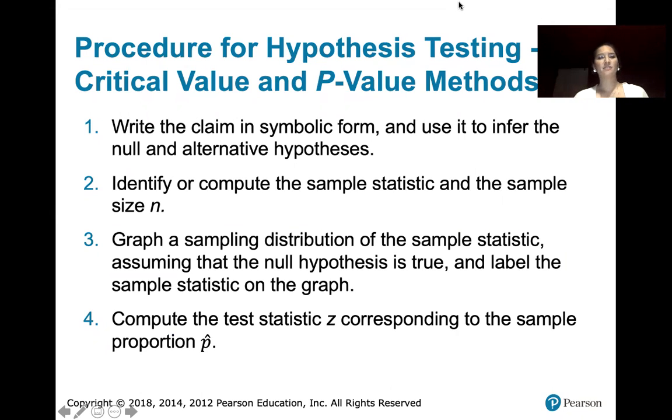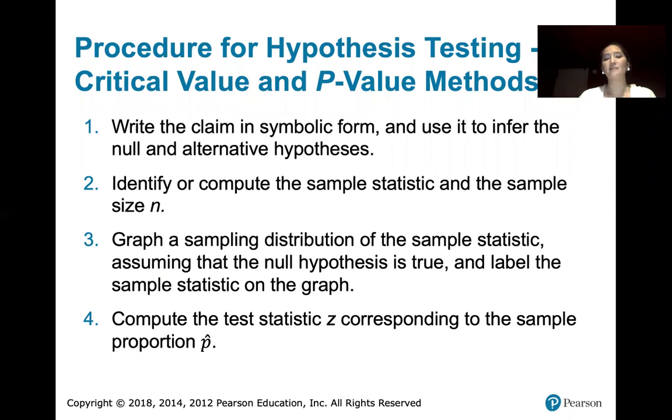Now here is the procedure for hypothesis testing. Both the critical value method and p-value methods start with the same 4 steps. We're going to start by writing the claim in symbolic form and then using that to infer the null and alternative hypotheses. Then we're either going to identify the sample statistic from the problem statement or compute the sample statistic by taking the number of successes and dividing by the number of trials. And we want to identify the sample size as well.